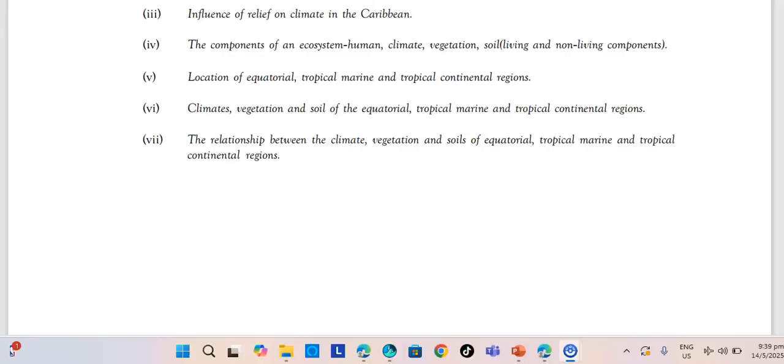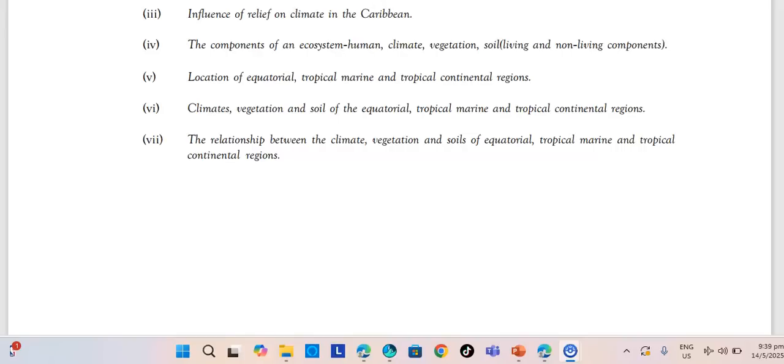Vegetation: mostly savanna, tall grasses with a few trees. In very dry areas, you have thorny bushes and short grass. The soil in this area can be rich in minerals but may become hard and dry, and needs rain or irrigation for good farming.